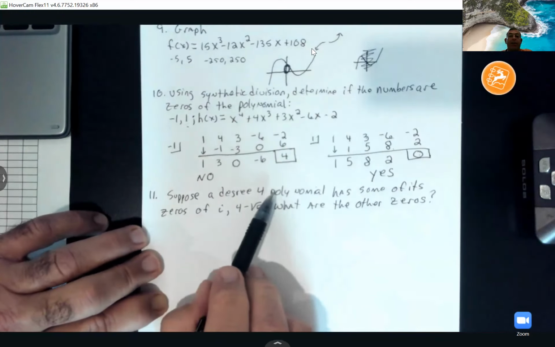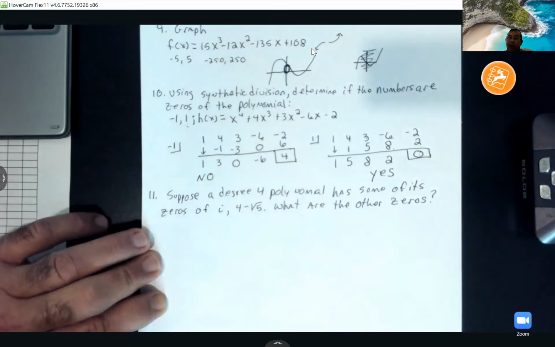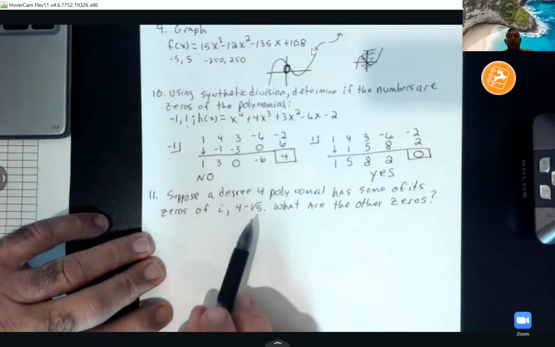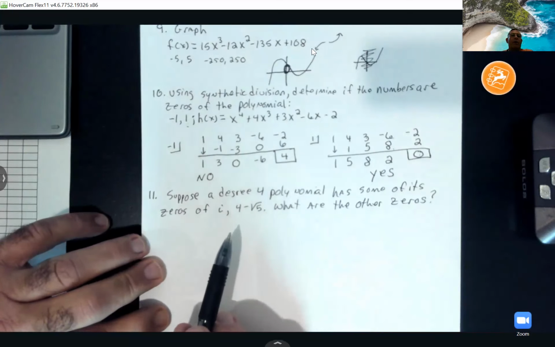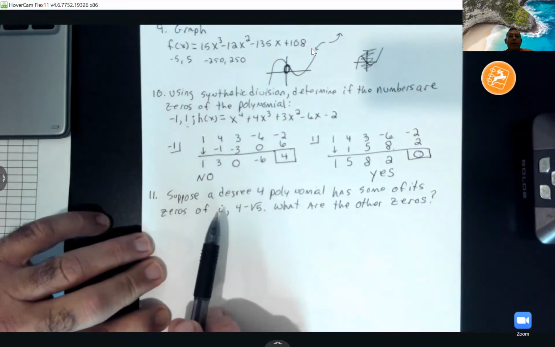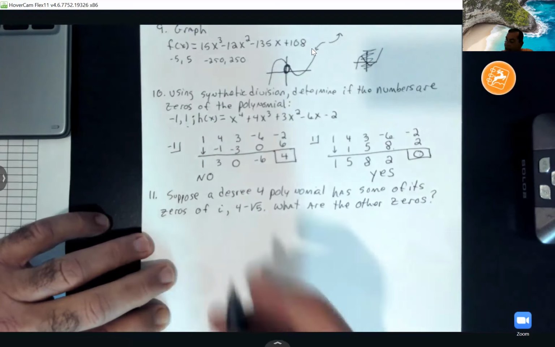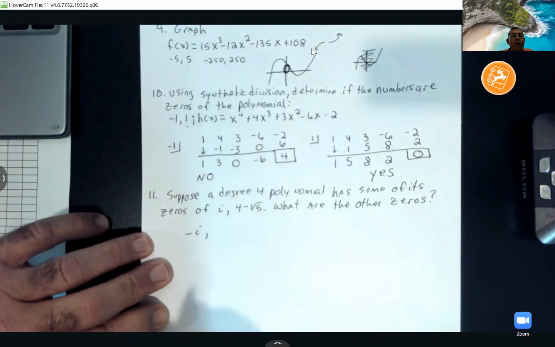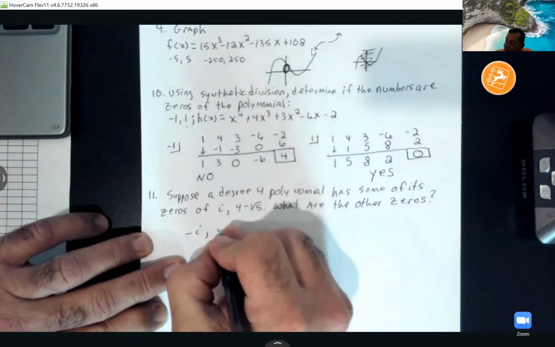So think about it. It's a degree 4, so it's going to have 4 zeros. They're giving me 2 of these. So the other 2 zeros, well, y'all, here's one thing. I get a negative I, good job. And then 4 plus square root of 5, definitely good job.